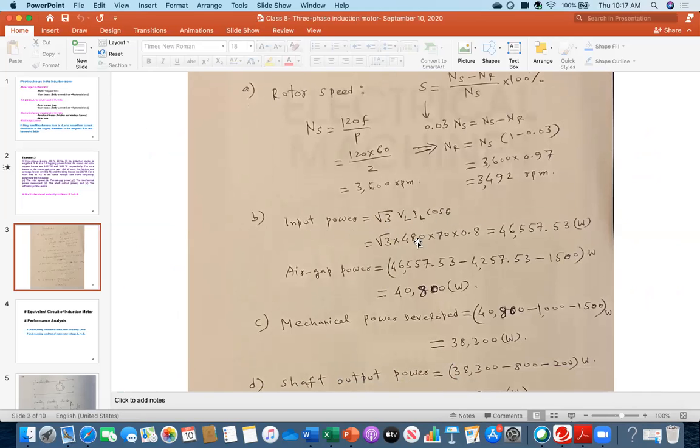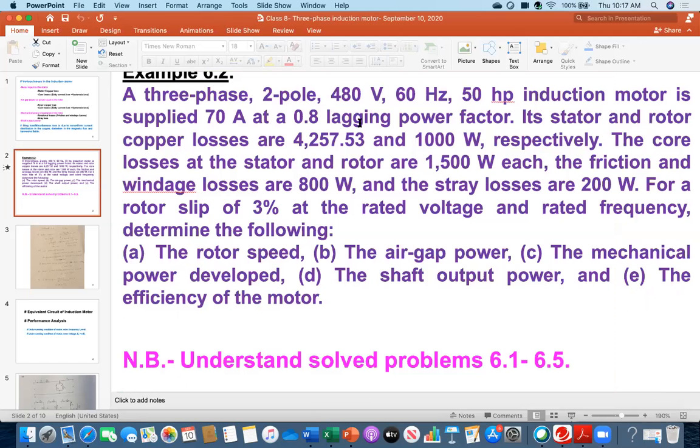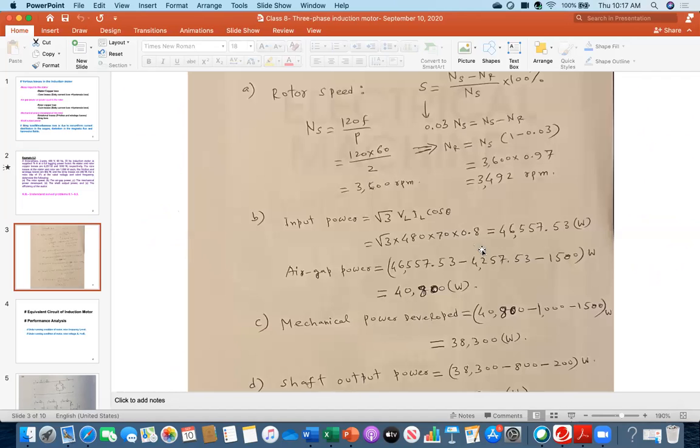So √3, then the VL value, those numbers are given in the very first line: 480 volt. The induction motor is supplied 70 ampere, this is the current value, and 0.8 lagging power factor. So 0.8 is your cos θ. See my calculation: I got 46,557.53 watt. I just expressed it in watt; you can express it in kilowatt, no problem.